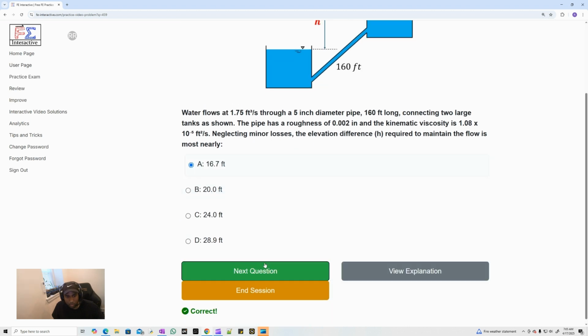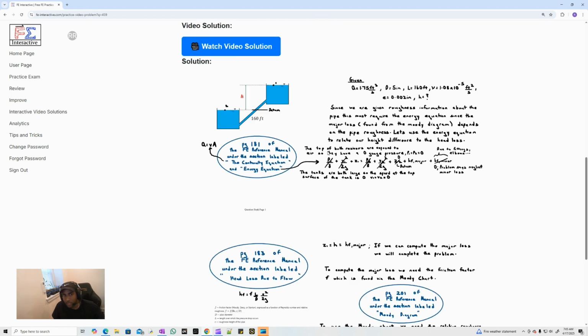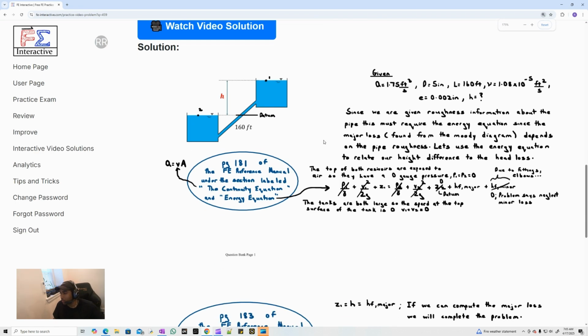Okay, so 16.7 is what we got. Let's view the explanation and quickly just go over what we did. Now, what we did was we used the energy equation with some common simplifications for reservoir problems, like the pressure terms were 0, as well as those speed terms, right? The surface of the water was barely moving, and the surface is exposed to the atmosphere, so 0 pressure, 0 speed.